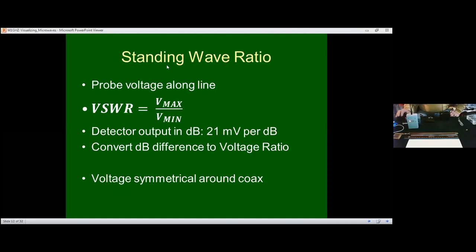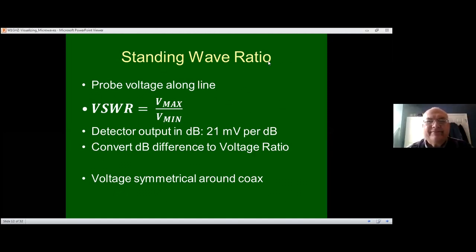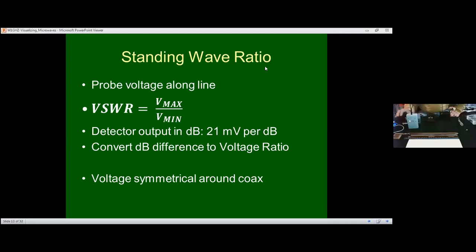Okay, so standing wave ratio, or VSWR, as hams call it. We probe the voltage along the line, and the ratio of the maximum to minimum is the VSWR, which we'd like to be 1, perfectly matched. And if the max and min are the same, it's 1, right? If it's not, we can calculate the actual ratio here. And I didn't do that part of the demo.